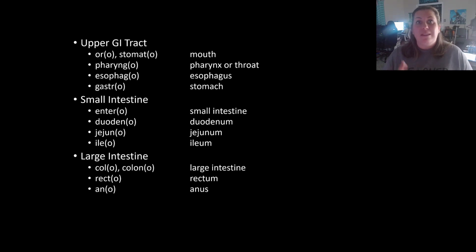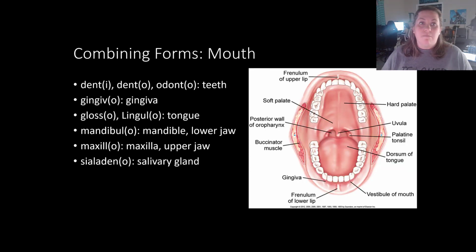So let's talk about these in these groups, and we're going to start first with the combining forms that we see with the mouth. The mouth is going to be composed of two of our bones. We have the maxilla here at the top, and then you have the mandible. The mandible is the lower part of the jaw, and it is the part that moves in order for us to be able to chew.